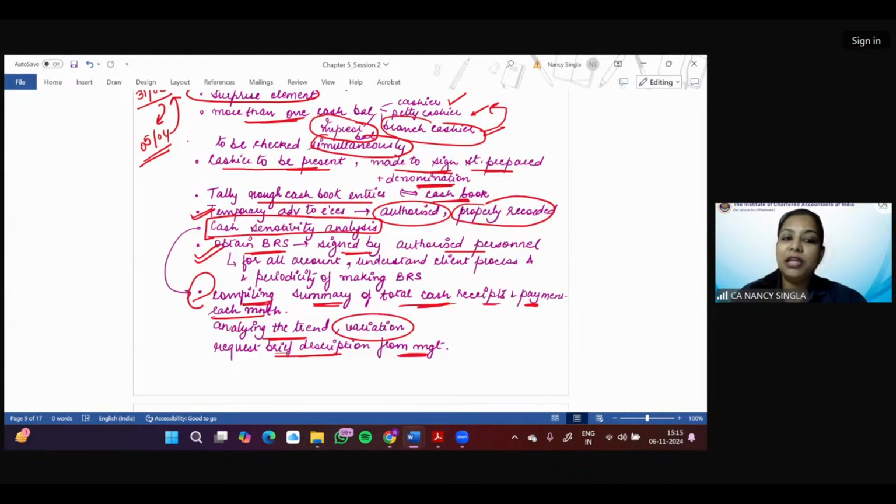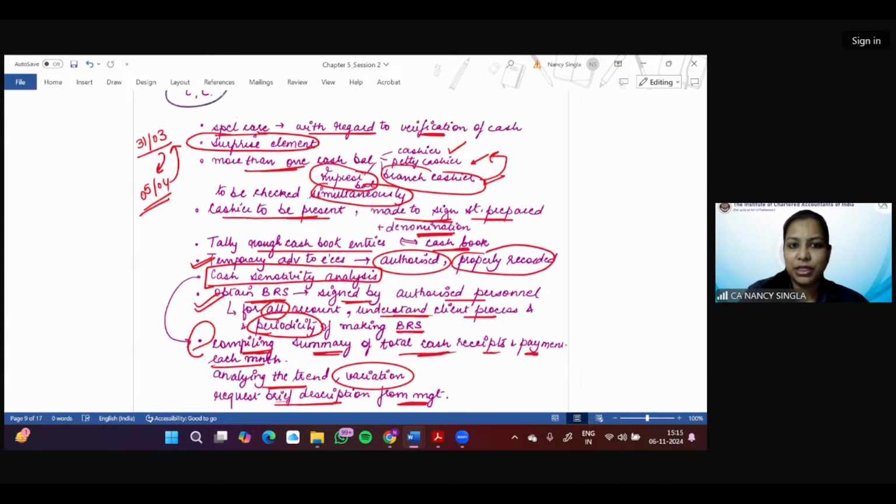So the auditor will obtain BRS signed by the authorized personnel, and the BRS shall be obtained for all the accounts in order to understand the client process and the periodicity of making BRS, whether it is prepared every month or, let's say, every quarter after 3 months. So the auditor is going to understand that, right? I hope it is appearing to be easy to you.